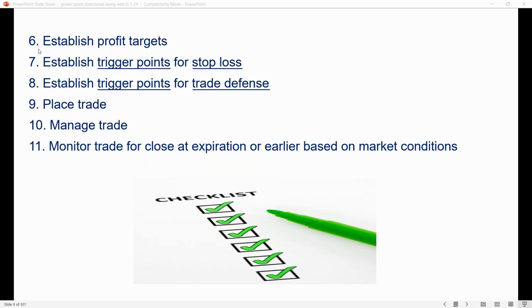And then 6, before we always put the trade on, establish what your profit target is. We can do that a number of different ways: standard deviation analysis, Fibonacci, moving averages, things like that.